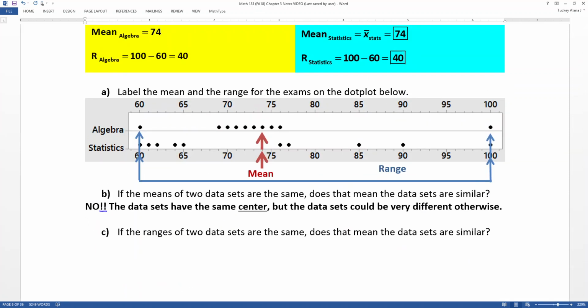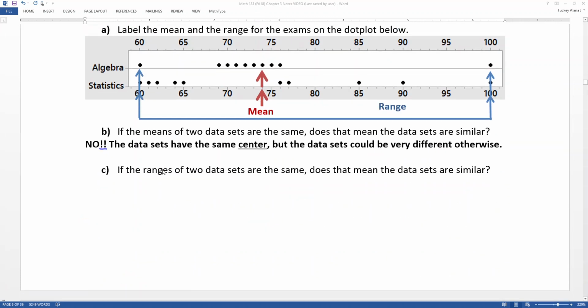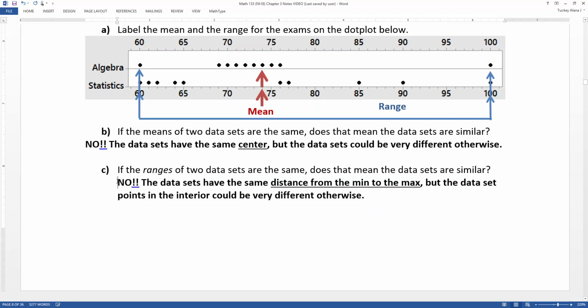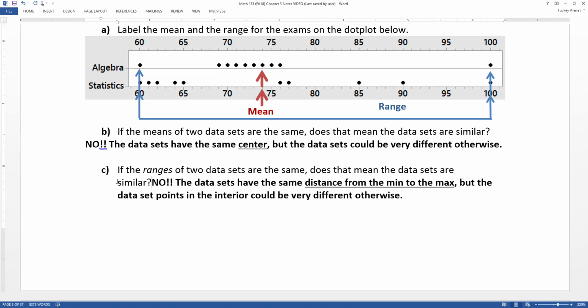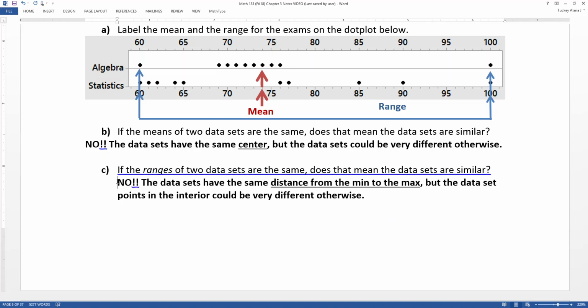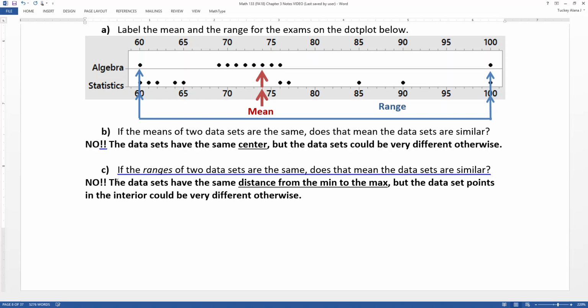All right, now what about the range? If the ranges of the two data sets are the same, does that mean that they're similar? And the answer is no, not at all, right? The ranges being the same just means that the min to max distance is the same, but it doesn't really tell you anything other than that. So you can't tell anything about the interior points. What's going on inside of that min and max? All you know is that the distance from min to max is the same.